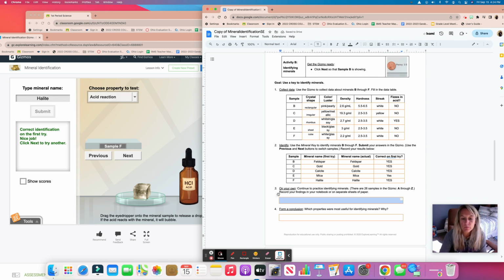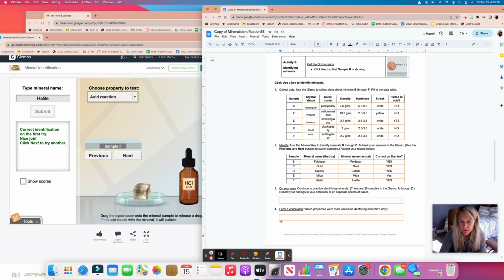All right, so number 3, it says on your own, continue to practice identifying minerals. There are 26 samples in the gizmo, A through Z. Record your findings in your notebook or on a separate sheet of paper. So I actually gave you a separate document, a chart for all this. And so we'll hop to that in the next video where we do the rest of them.